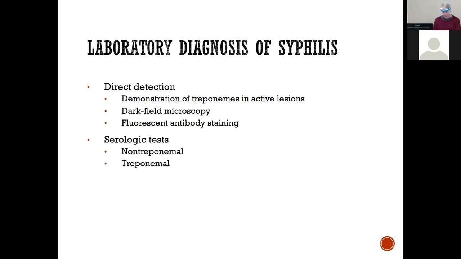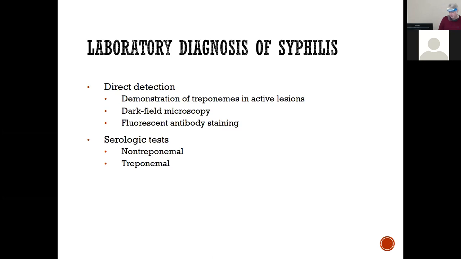I don't have dark field microscopy. I don't have fluorescent antibody testing. But I could if I saw most of my patients needed that. They needed to do a syphilis screen. We could do direct exam. So in lieu of that, we do serological testing.